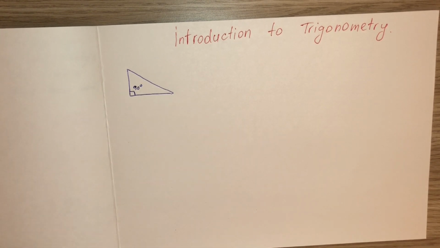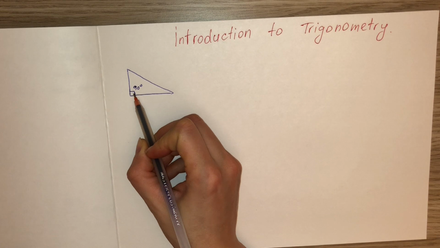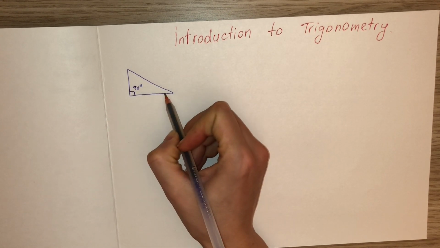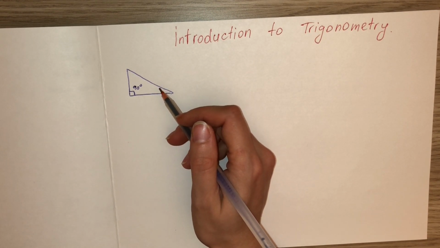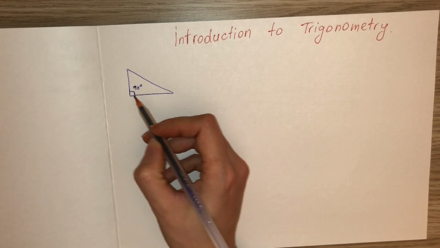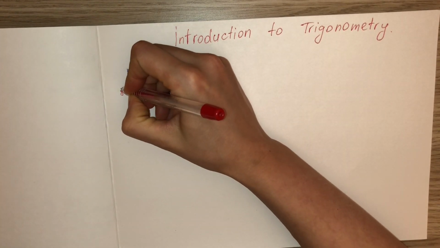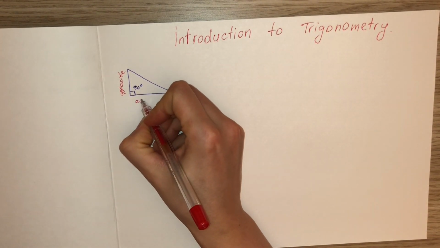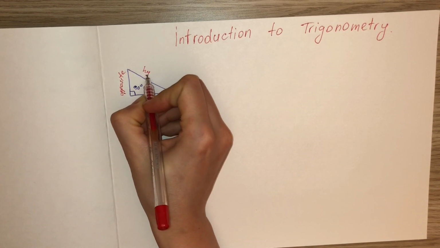A right-angled triangle, as a reminder, has a single right angle. By definition, that means that all sides cannot be the same length. The lengths of these sides are different. A typical right-angled triangle is shown here, and this is the opposite side, this is the adjacent side, and this is the hypotenuse.